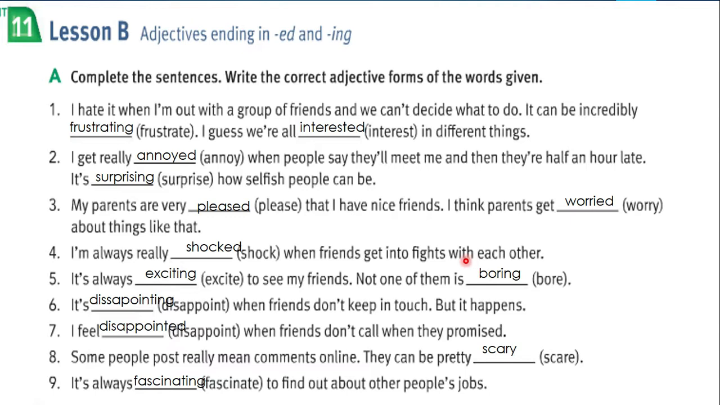So I am describing my friends. And I am describing the situation when I see them. The situation is exciting when I see my friends. Number 6, it is disappointing when friends don't keep in touch, but it happens. It is disappointing. ¿Ya? Es decepcionante cuando los amigos no están en contacto. So I'm describing the situation.